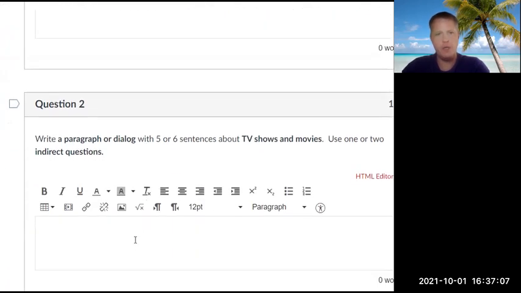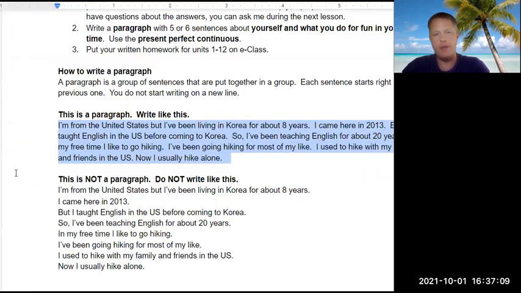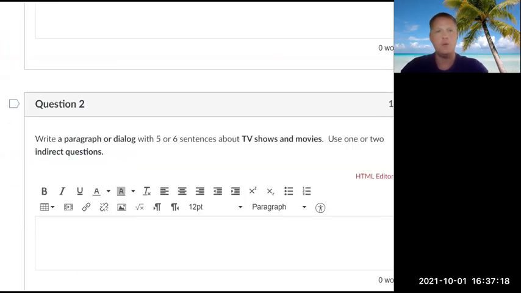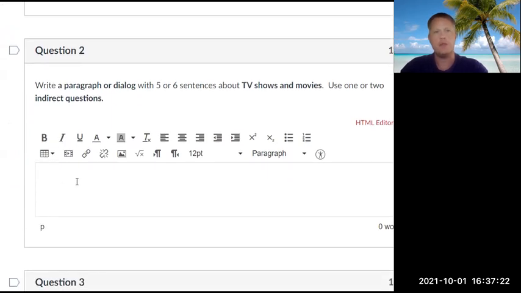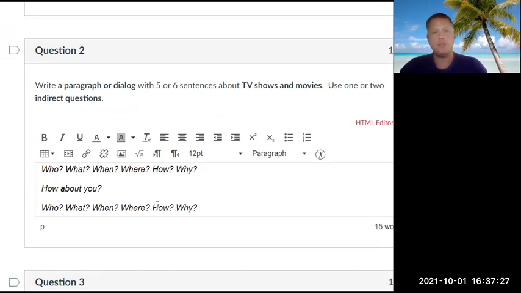And find the question. And if you've already written it on the worksheet on your computer, you can copy and paste. If you wrote it on paper, then you'll need to type it up. Type it on this page.